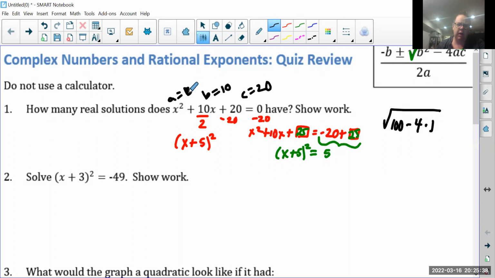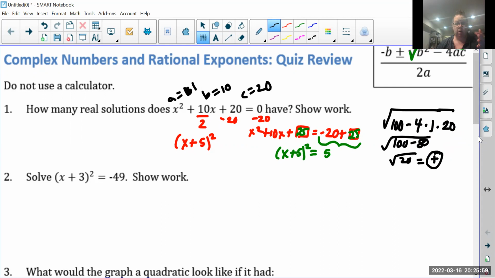Ooh, I don't know why I wrote that. A is 1 times c, which is 20. And then we would do that math. 4 times 1 times 20 is 80. So this would be 100 minus 80, which is the square root of 20, which would be positive. And that's really all that we care about. As long as it's positive, then we know that we have two real solutions.